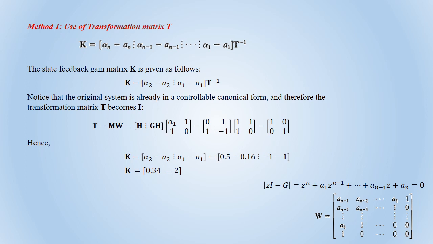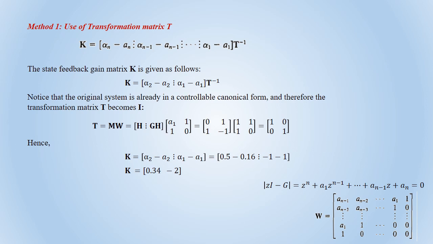The state feedback matrix gain K is given by alpha n minus a n, alpha n minus 1 minus a n minus 1, up to alpha 1 minus a1, times T to the power minus 1. The state feedback gain matrix K is given as K is equal to [alpha 2 minus a2, alpha 1 minus a1] into T to the power minus 1, because it is a second order system. Now the given system is in controllable canonical form, so the transformation matrix will definitely turn out to be the identity matrix. But let us see how to find out the transformation matrix T.